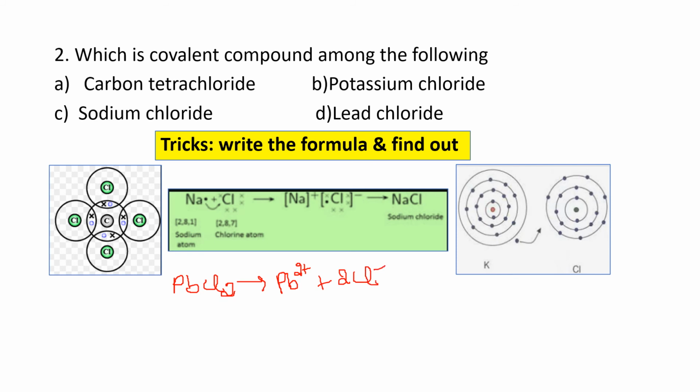Cl2 is there, so 2Cl minus. This Pb2 plus shows that it gives 2 electrons to the chlorine atoms. So it becomes 2 plus, and the 2 Cl minus accept them. Each Cl minus is 1 minus. Actually, the Cl atoms accept the 2 electrons from Pb2 plus. So 2 electrons are given and 2 electrons are accepted. One electron is accepted by one Cl and another electron by another Cl, so 2 Cl is there. That's why 2 Cl minus is there. So this is also an ionic compound.